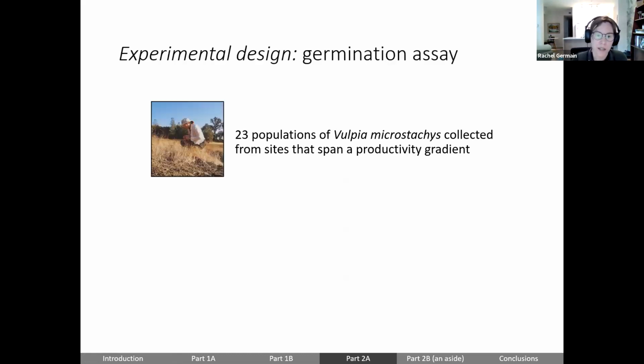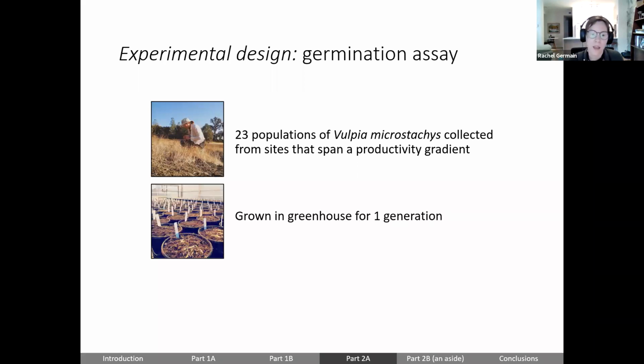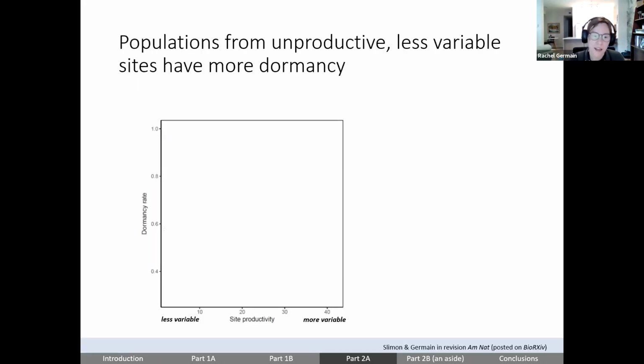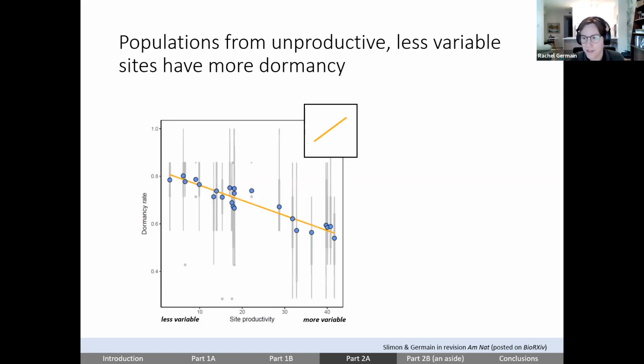To test this, we did a germination assay with 23 populations collected from sites that span that productivity gradient, some sites that are really unproductive and some sites that are very productive. We grew them in a greenhouse for 1 generation and then did a germination assay to actually measure the degree of dormancy. And when we do this, to remind you what the prediction is, this positive relationship, we actually find the opposite. And this is very significant, an opposite, negative relationship here.